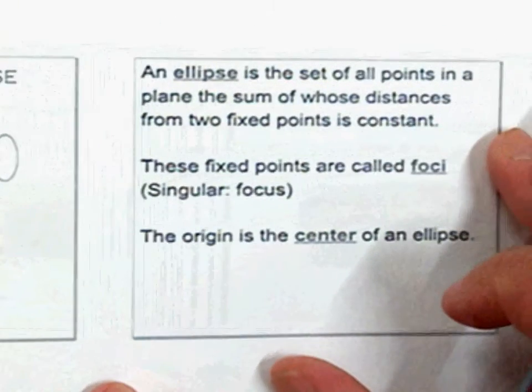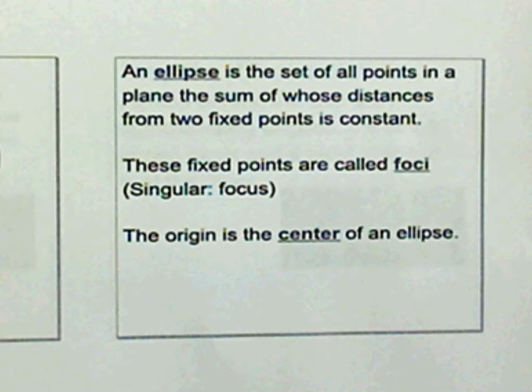This is what an ellipse is. An ellipse is a set of all points in a plane, the sum of whose distances from two fixed points is constant. These fixed points are called foci, singular focus. Okay? It's Latin. It's a neuter term in Latin. The origin is the center of your ellipse.